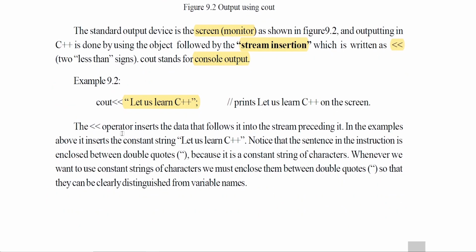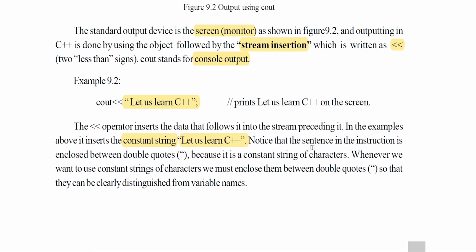The operator inserts the data that follows into the stream preceding it. So whatever data is preceded by this operator will be inserted on the screen. In the example, it inserts the constant string "Let us learn C++". Why is it called a constant? The sequence of characters enclosed by double quotes is called a string constant.